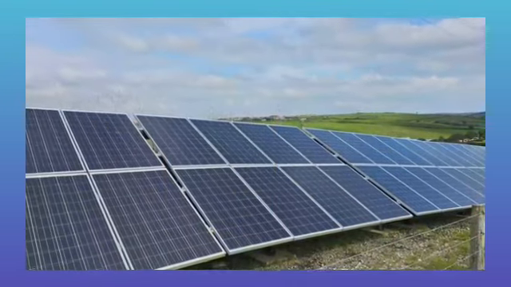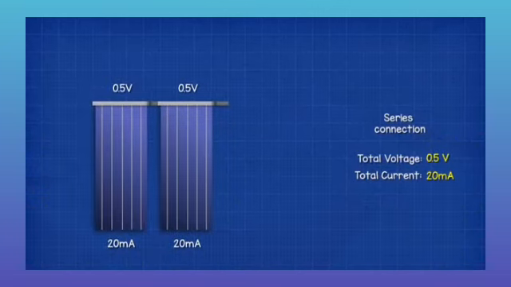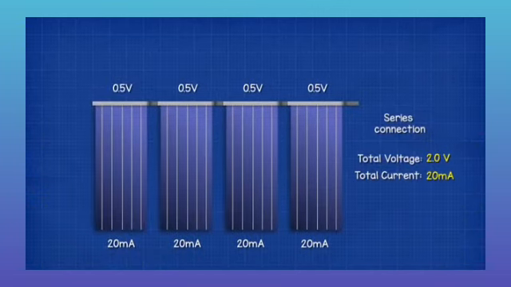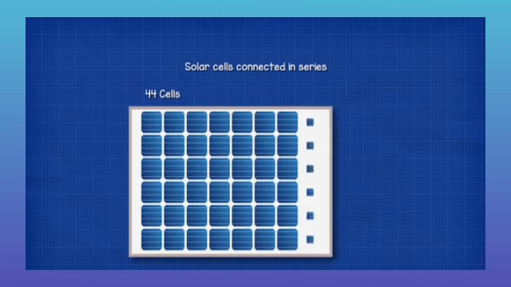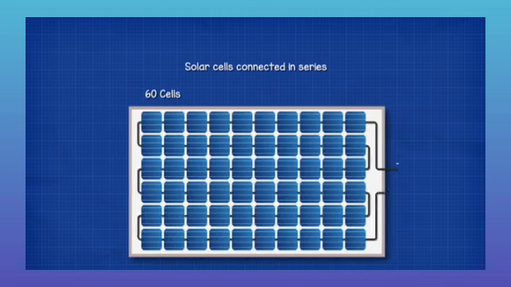Some can be even larger. When we connect cells in series, the voltage adds together, but the current remains the same. This module uses 60 cells, each providing around 0.5 volts and 8 amps of current. So it produces around 30 volts and 8 amps. This gives us 240 watts of power.